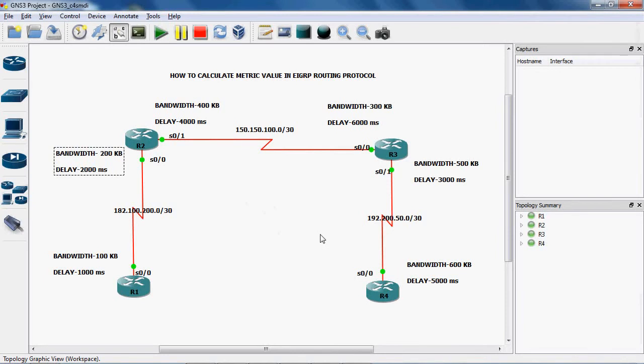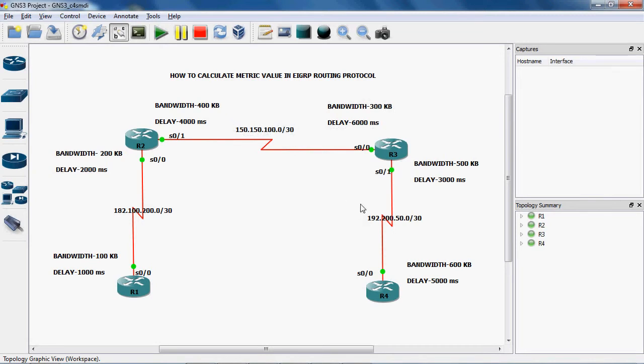Now we can complete the R3 router. In the R3 router we have two direct connected networks. One is 150.150.100.0 and another one is 192.200.50.0. The 150 network is directly connected to R3 through serial 0/0, so in this port only we can reach this network. In this port we can assign the bandwidth and delay. Just apply the formula 256 into 10 power 7 divided by bandwidth 300 plus delay value 6000. So we get the metric value of the 150 network.